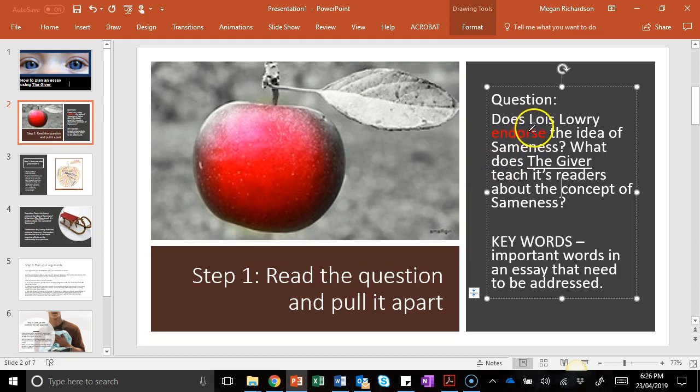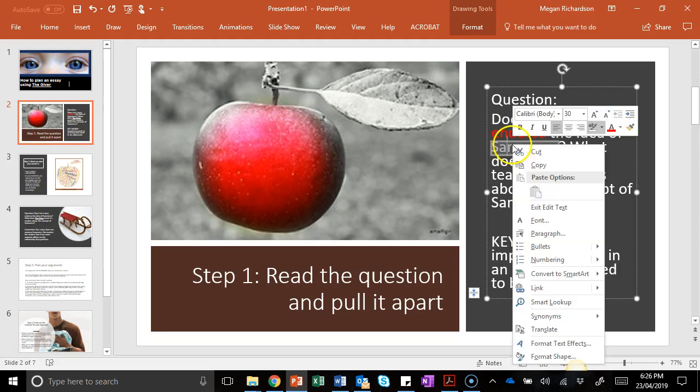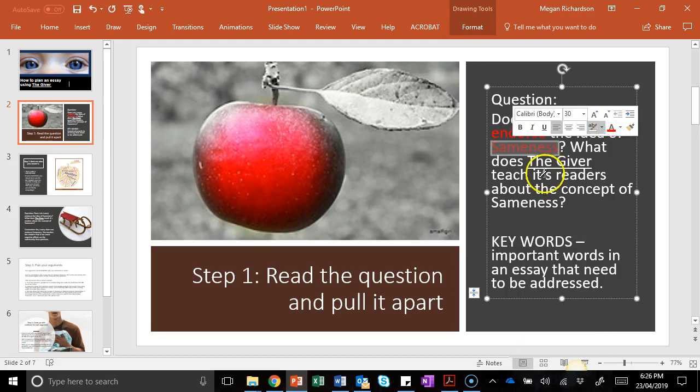Does Lois Lowry endorse the idea of sameness? I think the word endorse is important, and obviously the word sameness is important. Let's put that one in red. What does The Giver teach its readers? I think teach is probably important. So what does the text teach us about sameness?